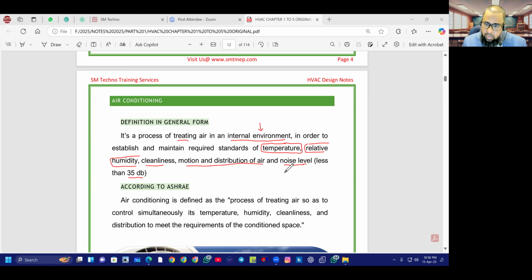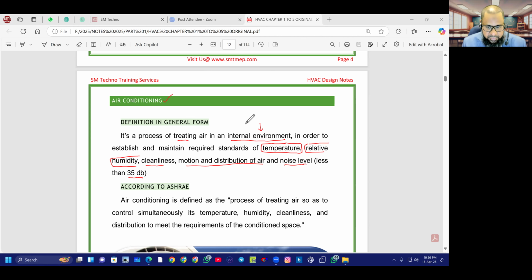So these are the parameters. If you establish and maintain these parameters, you can say air conditioning is done. Temperature means not just heating; it can be cooling also, as per the season. If the temperature is more than required, you need to decrease it; if less than required, increase it. So maintain the temperature by heating or cooling, and maintain relative humidity, cleanliness, motion and distribution, and noise level. If you establish and maintain these parameters, then you can say air conditioning is done.